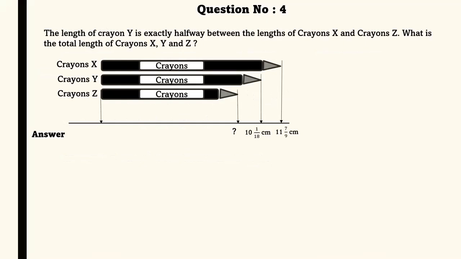Question 4. The length of the crayon Y is exactly halfway between the lengths of crayon X and crayon Z. What is the total length of crayons X, Y and Z?